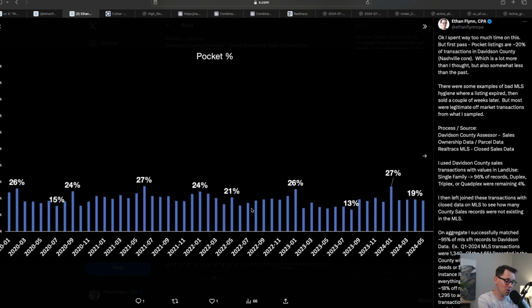I matched closed MLS IDs and addresses to properties in Davidson County Property Assessors, and 97% matched. I did not realize there were that many transactions. I haven't spent that much time seeing exactly who it is or why. The ones I sampled seemed to be flips. A lot of times it was just buy it off market, fix it up, and then list it on Realtor.com. Anyways, pocket listings, I don't know what the thing is about these. If you do, tell me what it is, because I don't get it. This is not the risk.